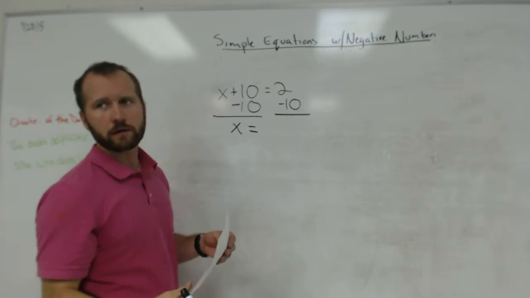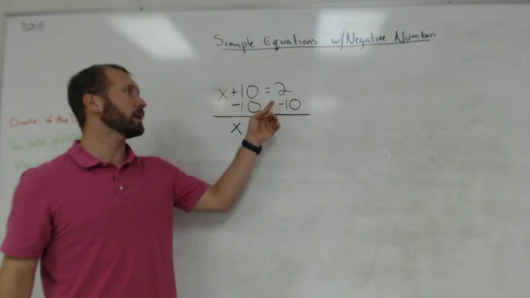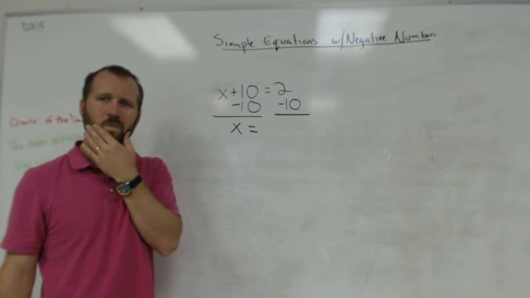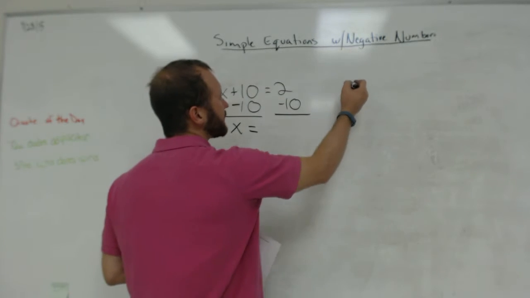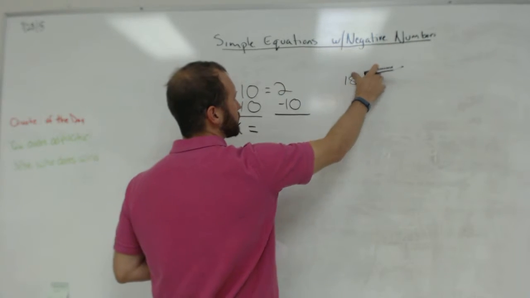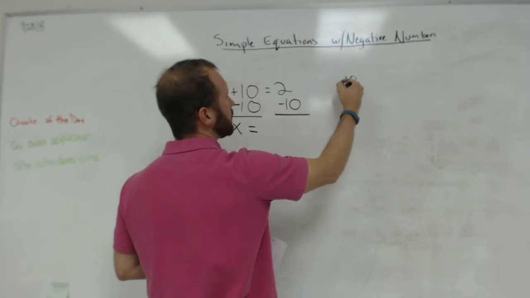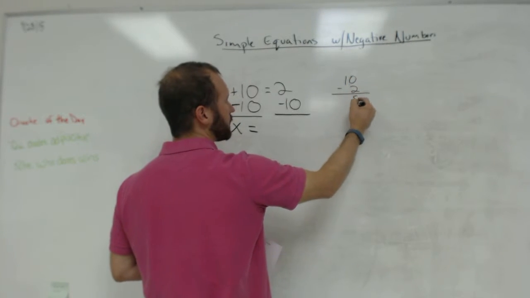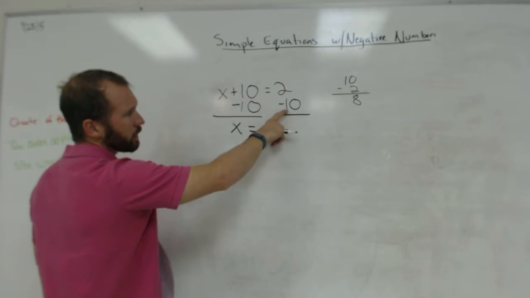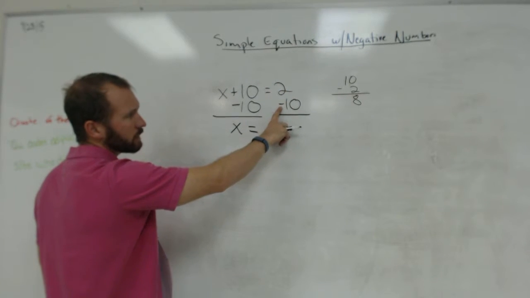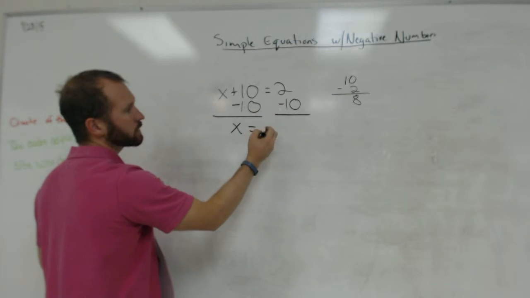This is what I meant by a little trickier. What is 2 minus 10? Negative 8. Very, very close. We know that 10 minus 2 is 8. The difference between these numbers is 8. But in this case, the larger number is the negative. So it's negative. So it's a negative 8.